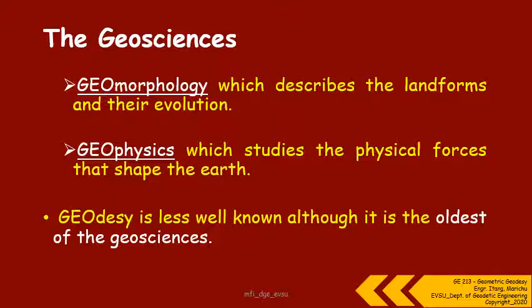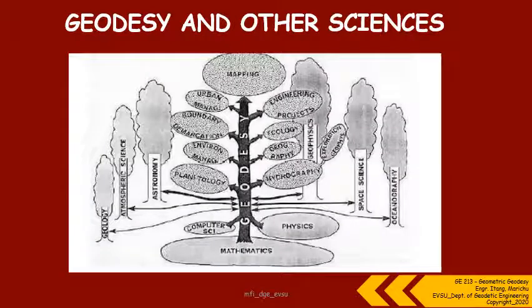So geodesy is less known, although it is the oldest of the geosciences, because only a few people know geodesy because of its technicality. Here, the other sciences related to geodesy: it has a connection to astronomy. We have atmospheric science, geology. These are the other sciences. The space science, oceanography, physics, computer science, mathematics. We have hydrography, geography, ecology, engineering projects.